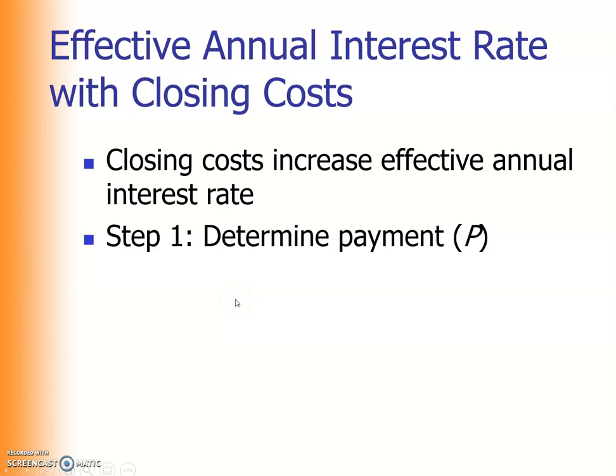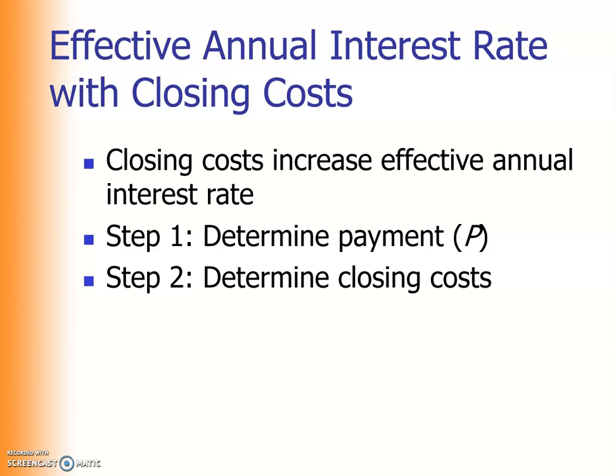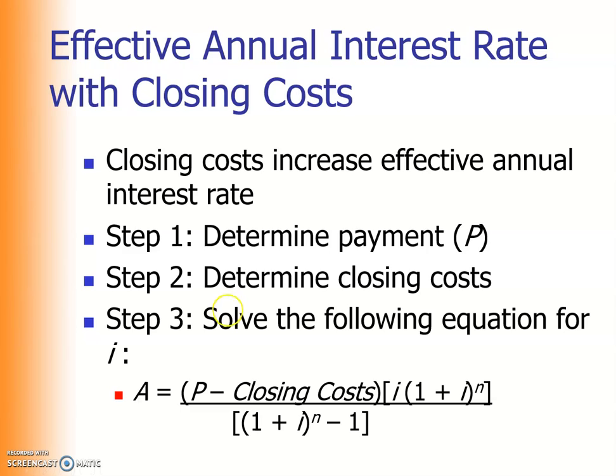For this purpose, step 1 is to determine the payment. Step 2 is to determine the closing costs. And step 3 for finding the effective annual interest rate is to solve the following equation for the interest rate. For example, A is equal to P minus the closing cost, times i times (1 plus i) to the power n, over (1 plus i) to the power n minus 1. Generally this type of equation can be solved by the trial and error method.